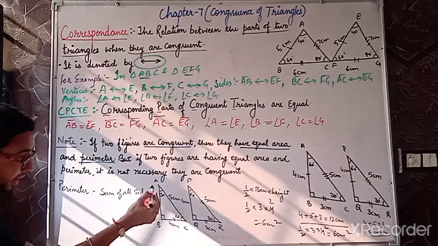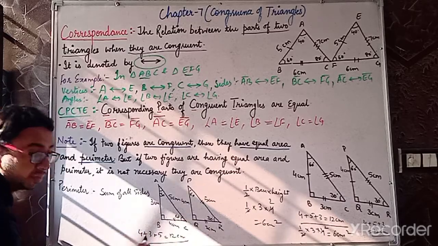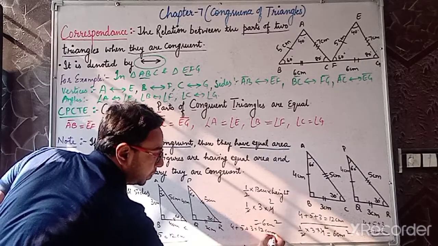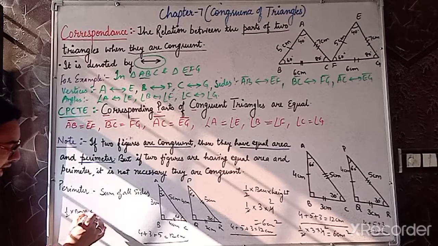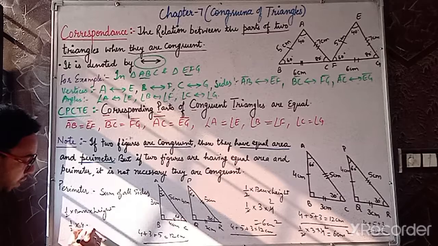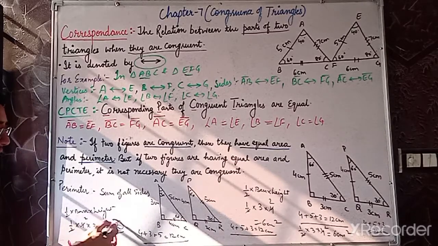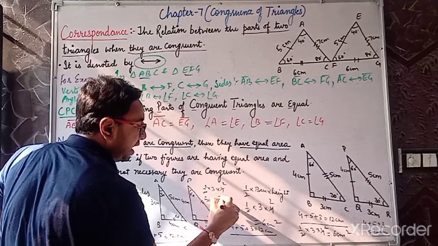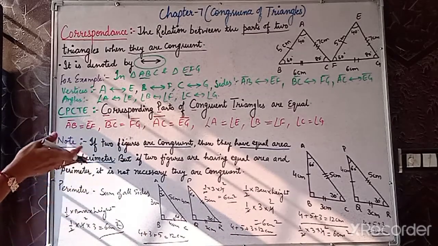If I talk about the perimeter, 4 plus 3 plus 5, again we are getting 12. And if I talk about 4 plus 3 plus 5, again I am getting 12. Yes or no? If I talk about the area, half into base into height, what is base? Base is 4, height is 3. If I cut, I am getting 6 centimeter square, because area is always in centimeter square. Again half into 3 into 4, again we are getting 6 centimeter square. Area and perimeter are the same, but they are not congruent. This is what I want to show.